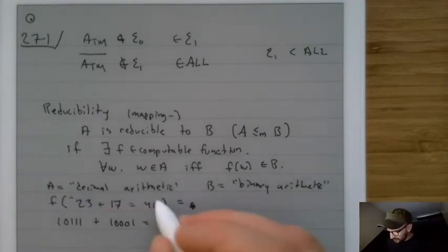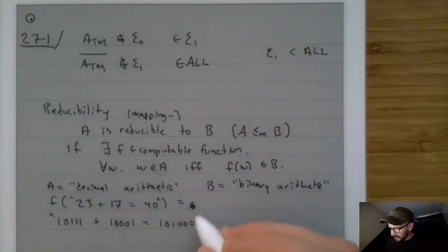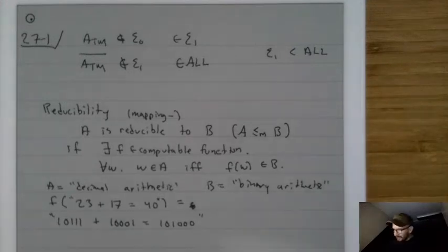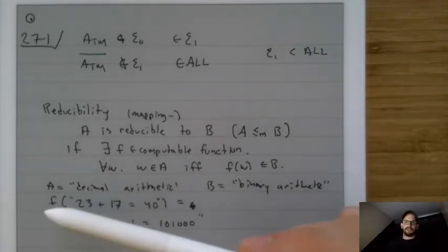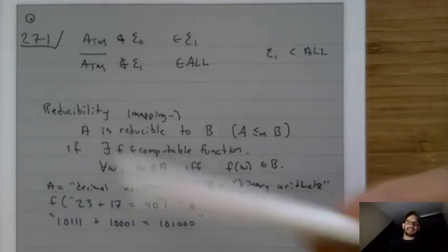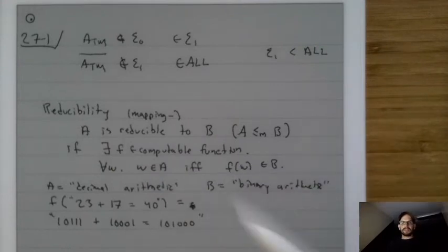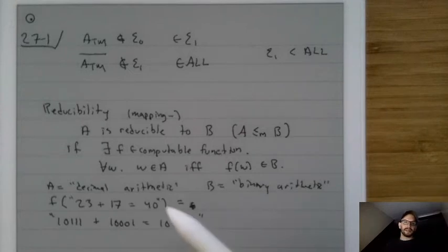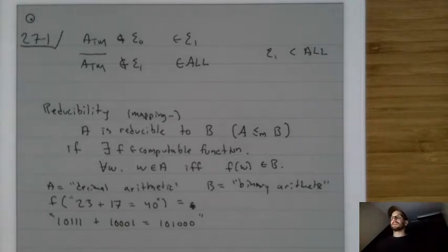It takes this string right here that does decimal arithmetic and turns it into that one that does binary arithmetic. If I can write such a function f, then that means that A is mapping reducible to B. Because if you gave me a binary arithmetic solver, I could use that to make a decimal arithmetic solver by first taking every decimal arithmetic problem, translating it into binary, and then being good to go. So that's what mapping reducible means.